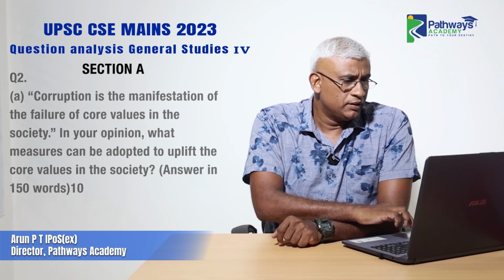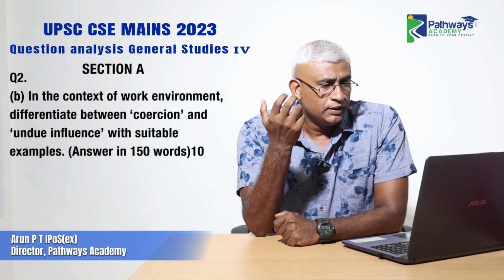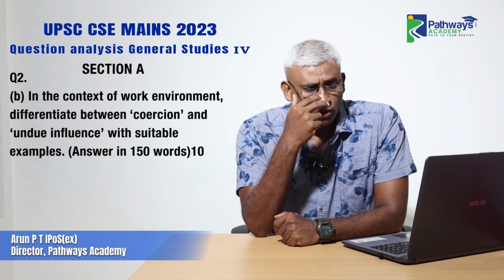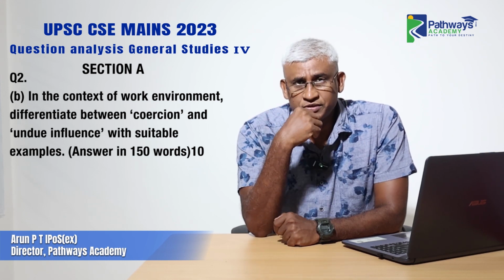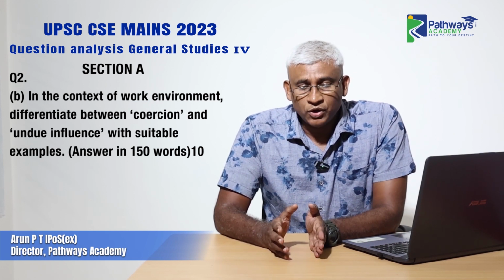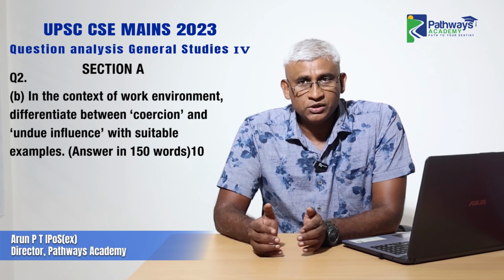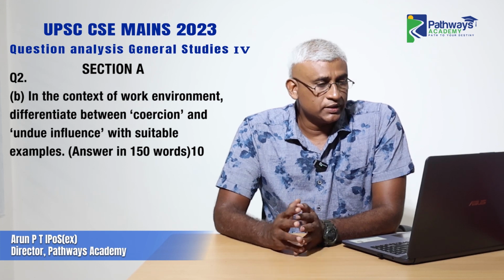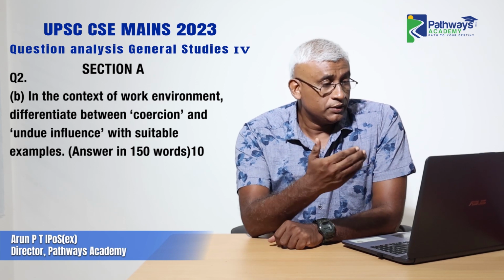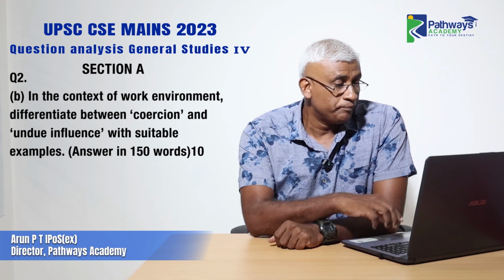Then we have a question asking you to differentiate two terms, coercion and undue influence. So it's obvious coercion refers to a very explicit force being used, and undue influence refers to not exactly use of force, but somebody who doesn't have the authority or power, but is able to manipulate using their other resources. So you need to again come up with examples. So you could see the continuous line of connection that we need to come up with examples wherever required.